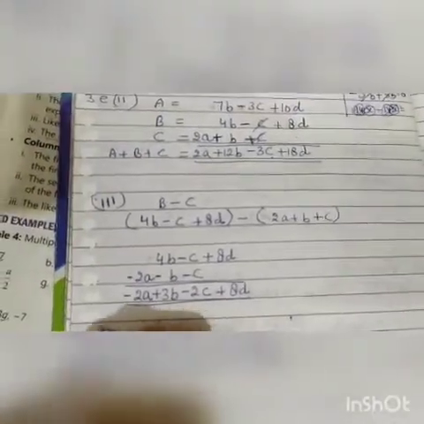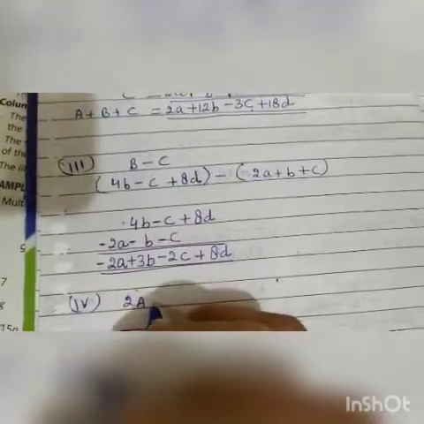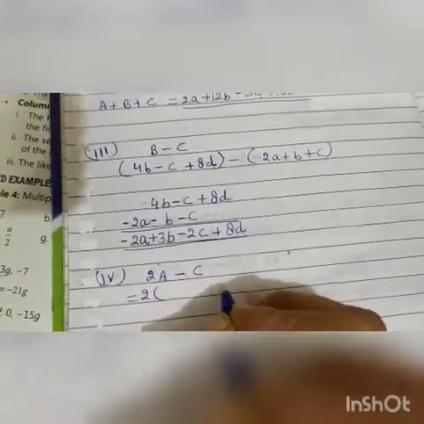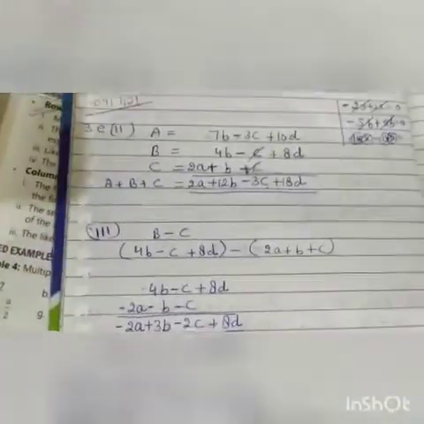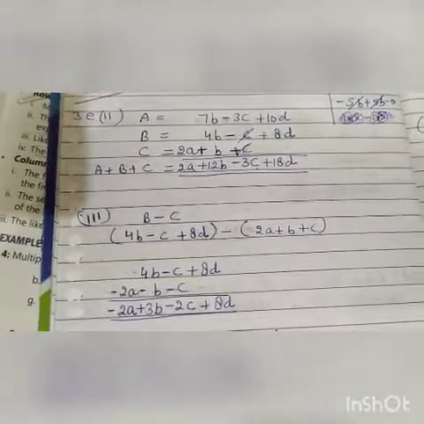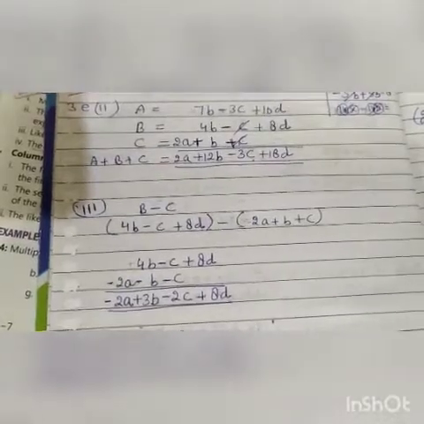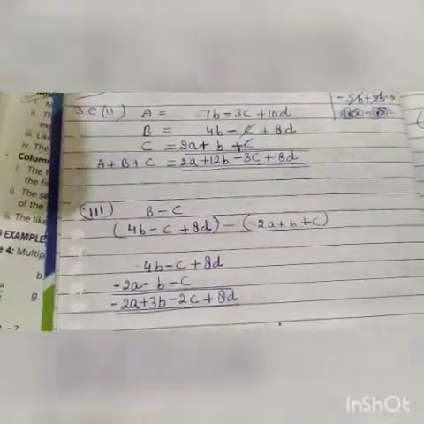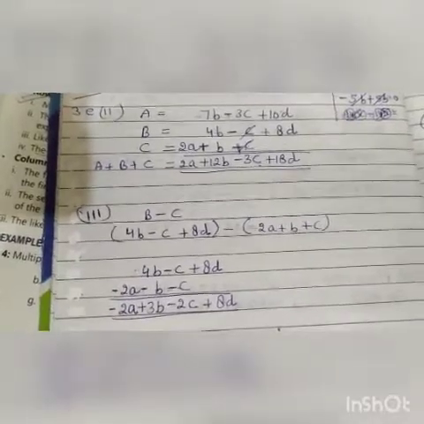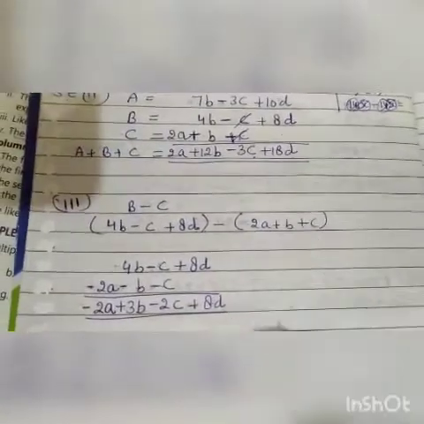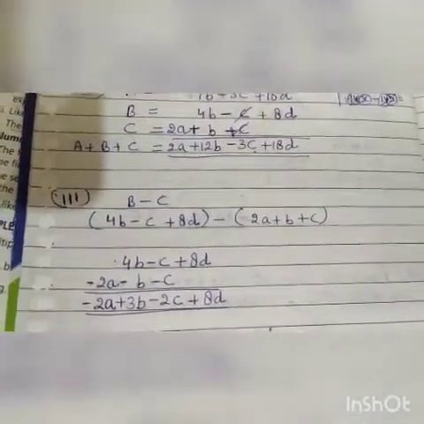Come to the next part. It is the fourth part. In the fourth part we have to find 2a minus c. First we will write here 2a minus c. So students, we will write here 2, then put the value of a in the first bracket. The value of a is 7b minus 3c plus 10d. Bracket close. This is 2 and this is the value of a. Now this minus here, this c. The value of c is 2a. See, this is the value of c. 2a plus b plus c.